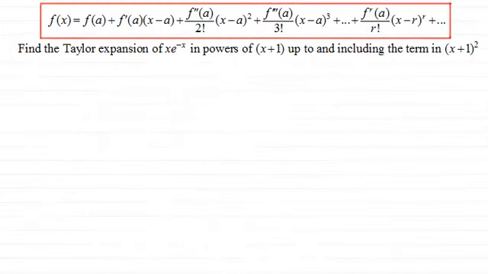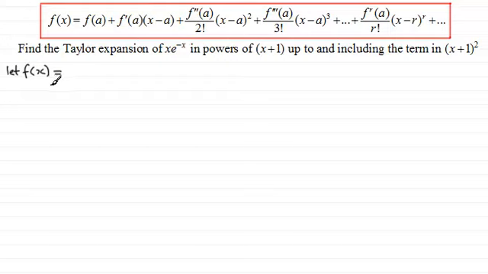Hi there. Now in this video what I want to do is show you how we can use this version of the Taylor expansion or Taylor series to express xe to the power minus x in powers of x plus 1 up to and including the term in x plus 1 all squared. So to do this, what we need to do is just say let f of x be the function xe to the minus x.